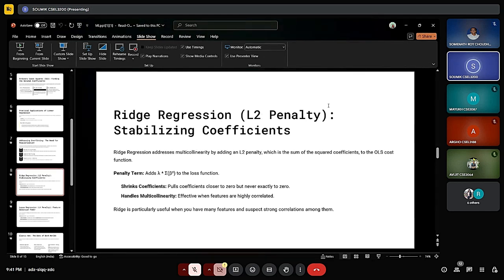ridge regression, L2 penalty. Ridge regression or L2 regularization adds a penalty term to shrink coefficients towards 0. It stabilizes the model, especially when features are highly correlated, ensuring reliable predictions even with many features. Next slide.